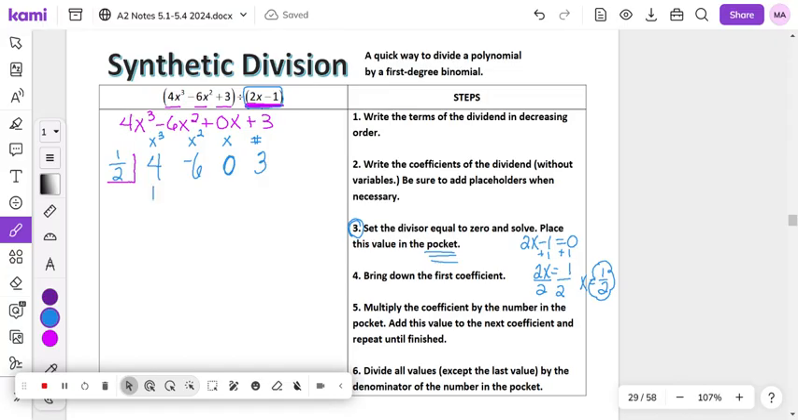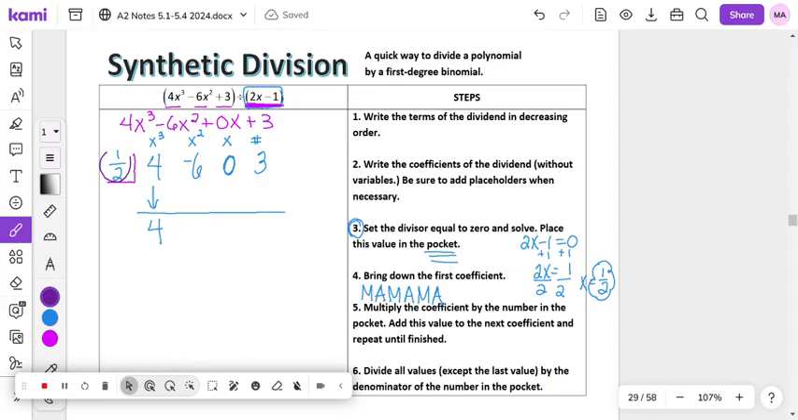Now, here's what I want you to think about. Well, first of all, let's bring down the first coefficient. Sorry, we have to get it all set up. Okay? From here on out, I want you to think of mama, mama, mama. Multiply, add, multiply, add, multiply, add. That's what we're going to do. So here's what I mean by that.